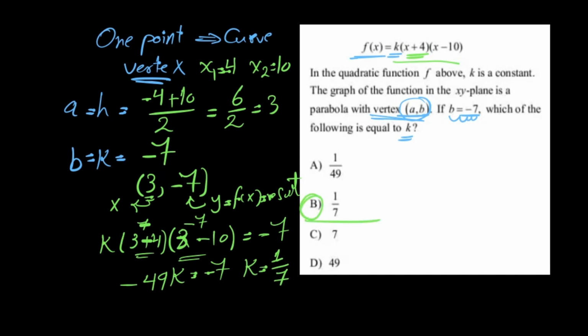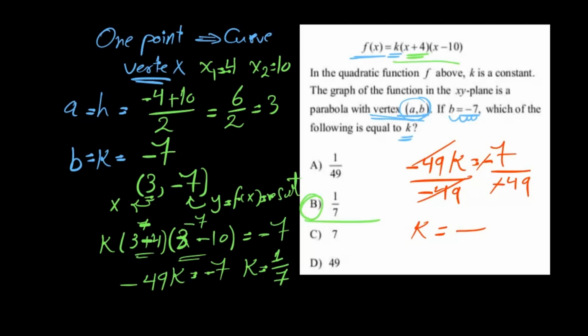I divided negative 49 k equals negative 7 by negative 49 on both sides. Now I cancel out the negative 49, and negative divided by negative is positive. Divided by 7 up and down, it's going to be 1 over 7. This is the answer.